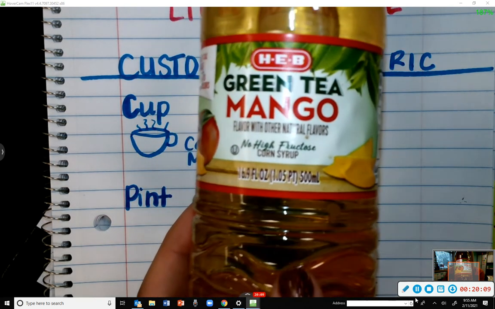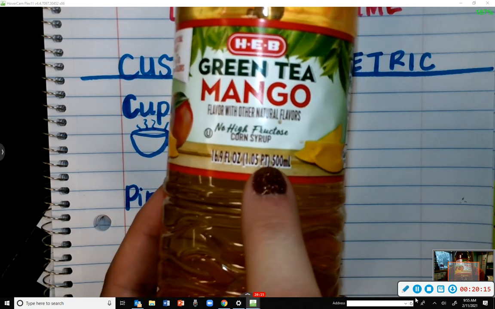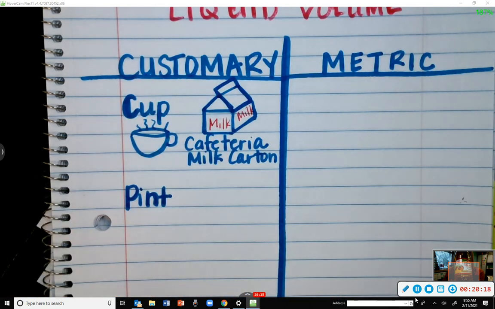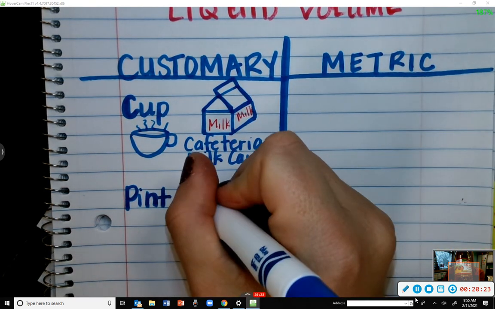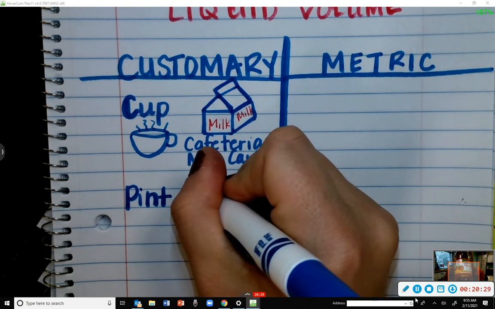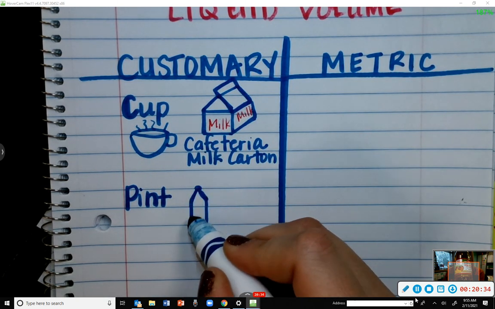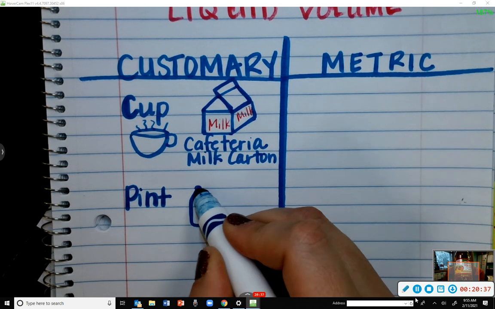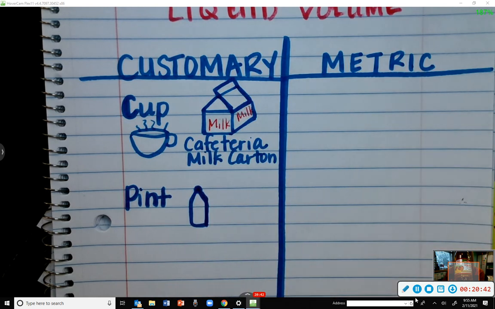about a pint. So see how it says 1.05 pt? That means that 0.05, it's a little bit over a pint. But that is a good example. So you could put the water bottle. Okay, so you just kind of draw the start of a triangle and then come down like a rectangle. Okay, so water bottle and a coffee creamer.